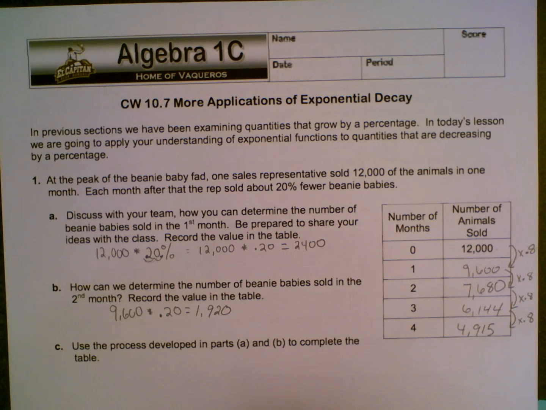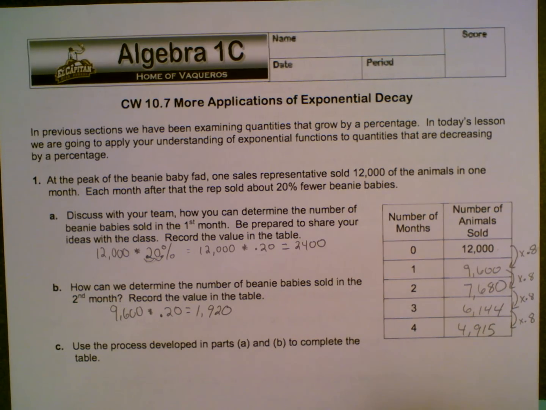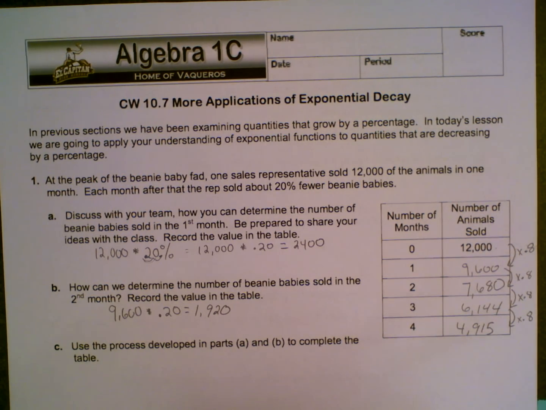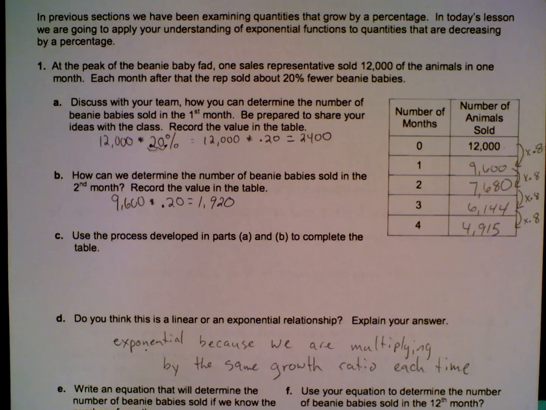Because we are multiplying by the same growth ratio each time. All right, so there's my answer. It's exponential because we are multiplying by the same growth ratio each time. Feel free to pause the video so that you can write that answer down.